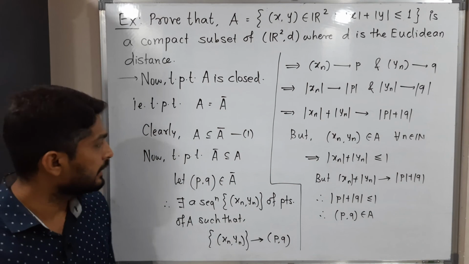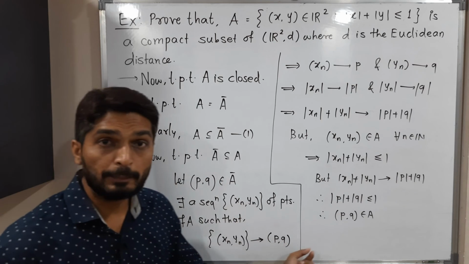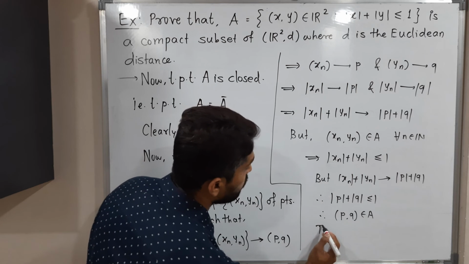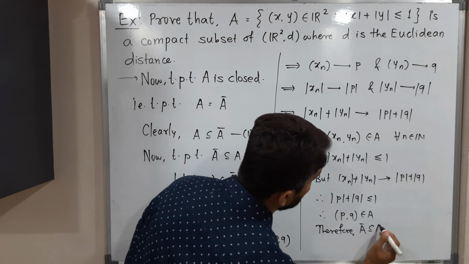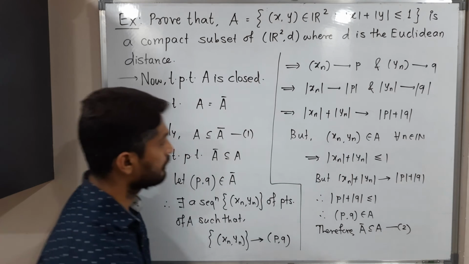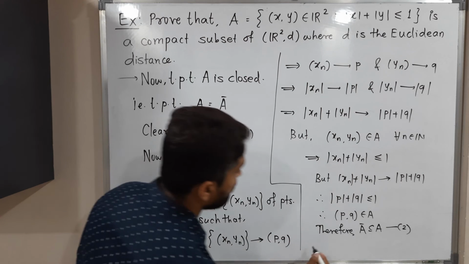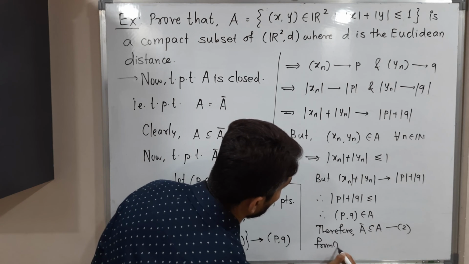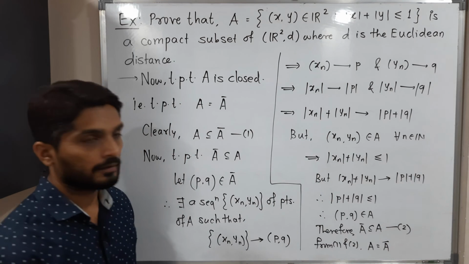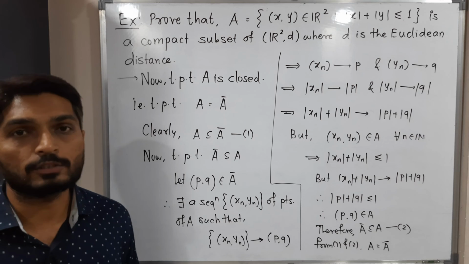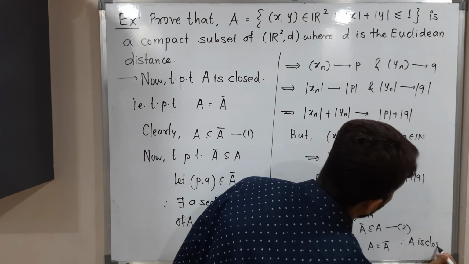You remember in the beginning, we started with one point (p, q) from A bar and we finally proved that it is in A. So therefore A bar is a subset of A. Statement 1 says A is a subset of A bar, statement 2 says A bar is a subset of A. Let us combine 1 and 2: A is equal to A bar. A equal to A bar means the set is closed. So therefore A is closed.